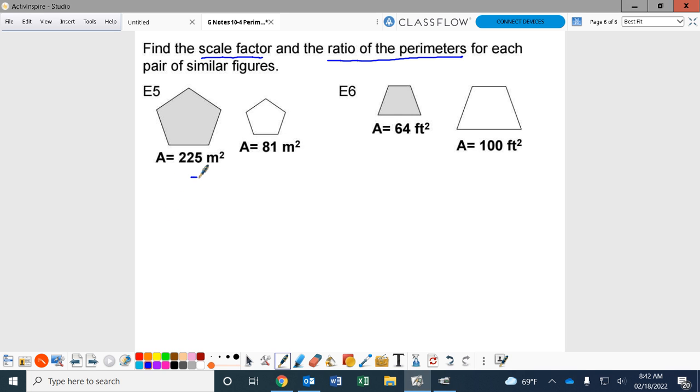So let's start off here. We're going from the left to the right. So it's going to be 225 over 81. These are the areas though, and to undo areas, to work backwards from areas, you are going to take the square root. So grab your calculators, we're going to take the square root of both these numbers. What is the square root of 225? 15. And what is the square root of 81?